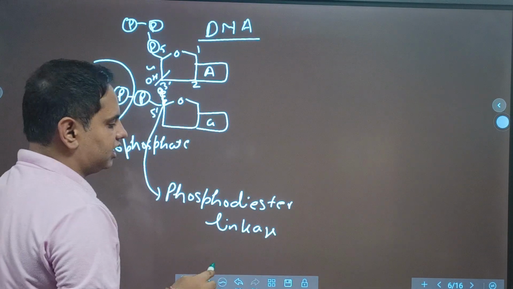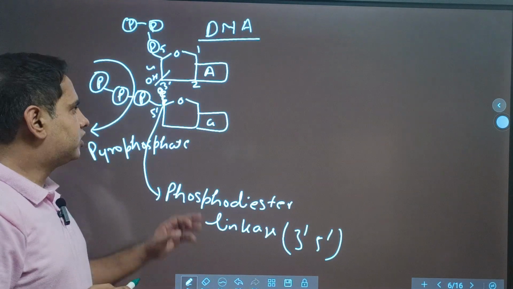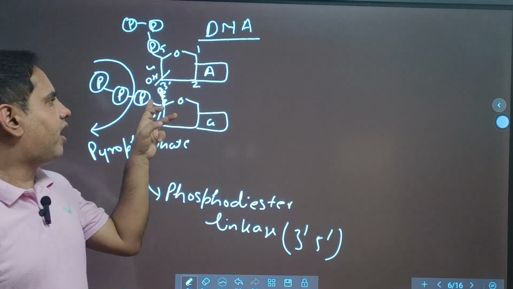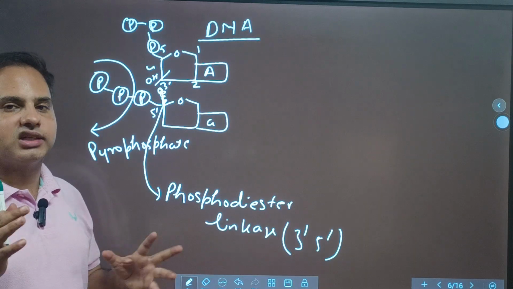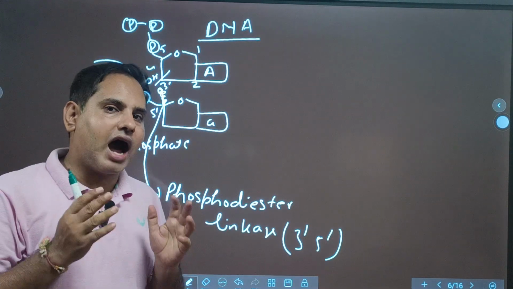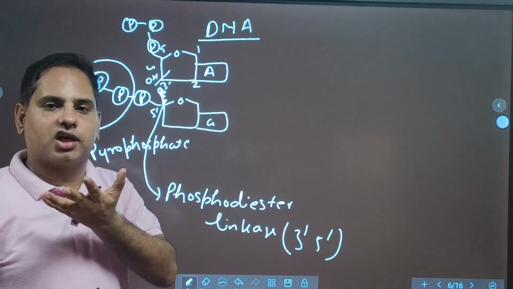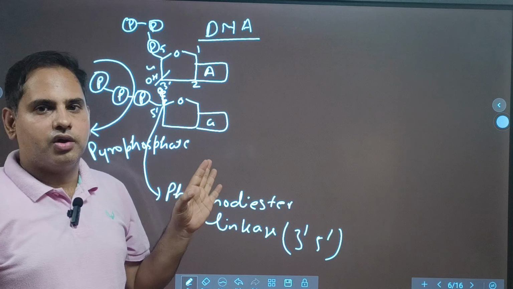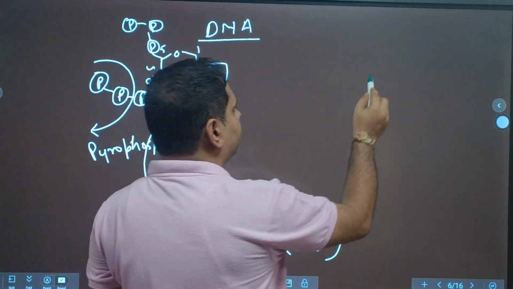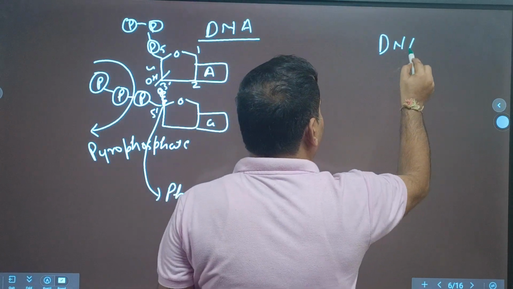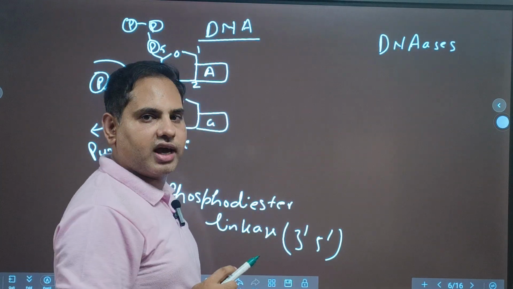So the phosphodiester linkage is happening with 3' with 5', right? On 3' there is a hydroxyl group, on 5' there is a phosphate molecule, and this linkage is very strong. The phosphodiester linkage is very strong, you can't break it. ये अगर आप टेम्परेचर बढ़ा दोगे या pH चेंज कर दोगे, ये लिंकेज नहीं टूटेगी. To break this linkage, you need specific enzymes, and those enzymes we call DNases. These enzymes can break this phosphodiester linkage.